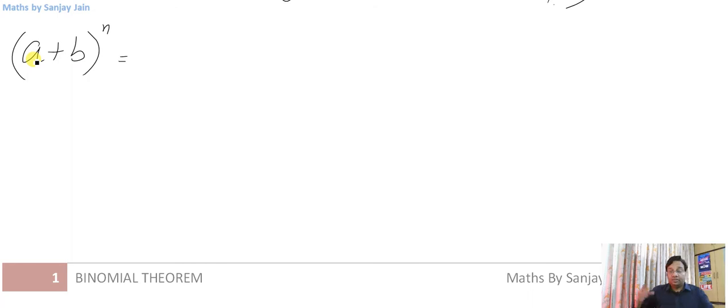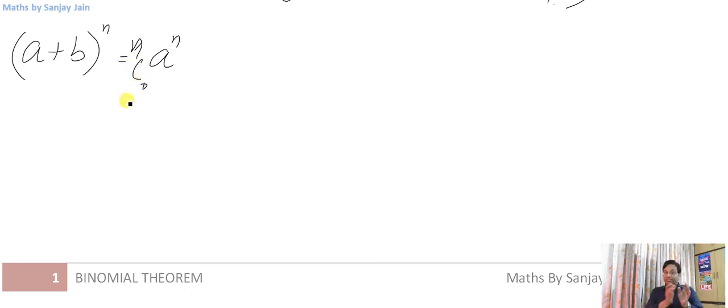So you imagine in your mind there are n brackets, right? So when you select a from all of these, you will get a raised to power n. And in how many ways can you do that? Only in one way, that you select b from 0 brackets. So nc0 you can write.